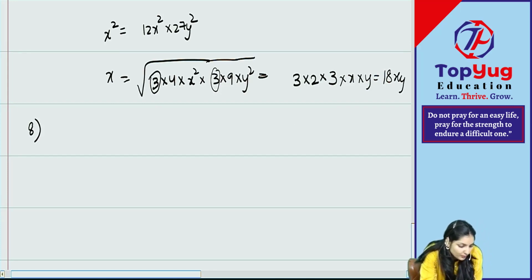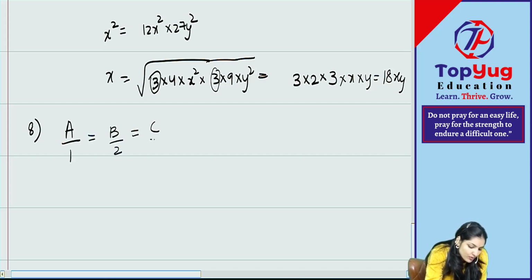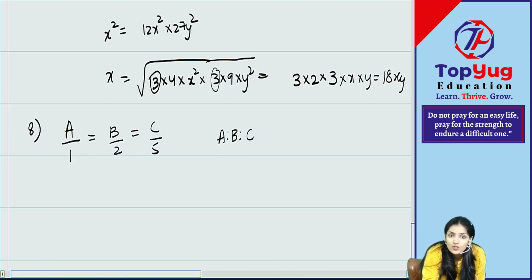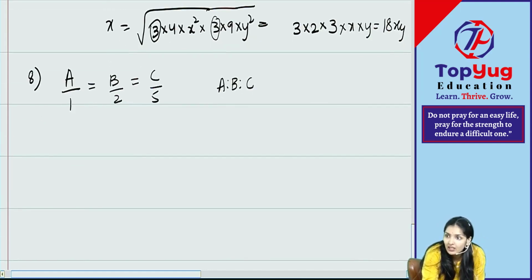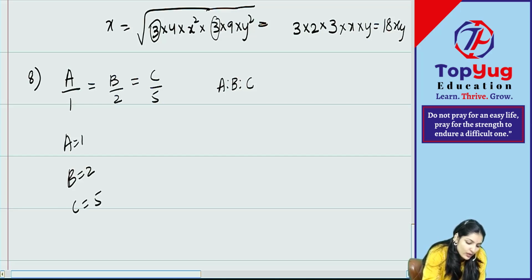Now the 8th one. This is nice. This is a simple trick we use basically. A by 1, B by 2, C by 5. The trick over here is they are asking you to calculate A:B:C. So whatever the denominator is, that is the value of the numerator. Means A is equal to 1, B is equal to 2, C is equal to 5. So 1 is to 2 is to 5. Simple.